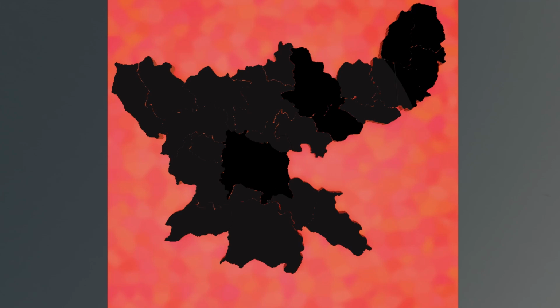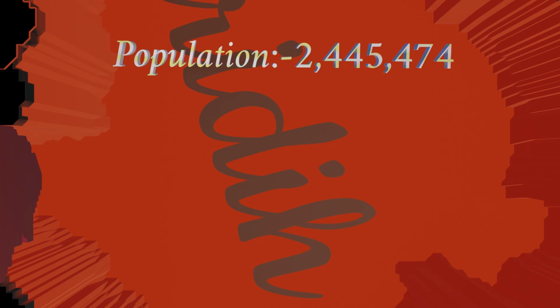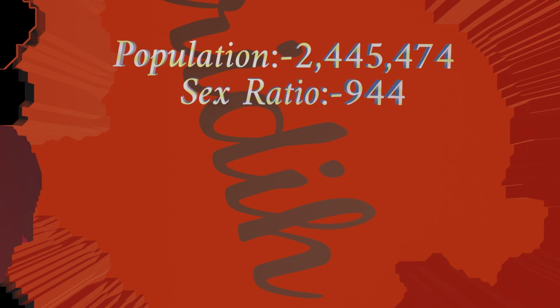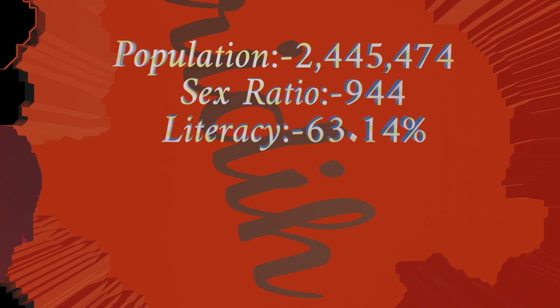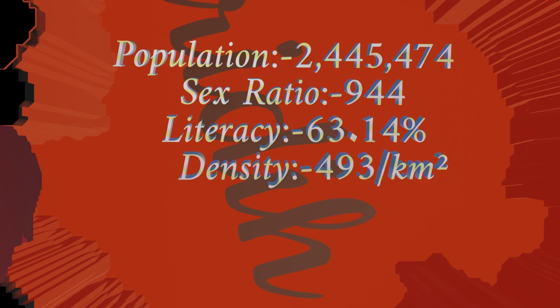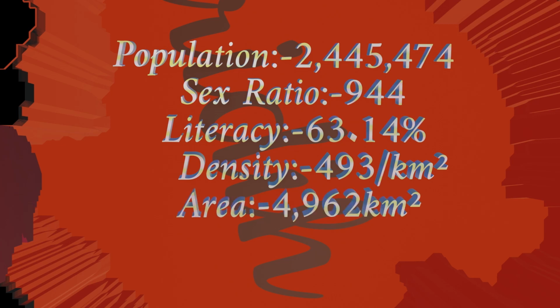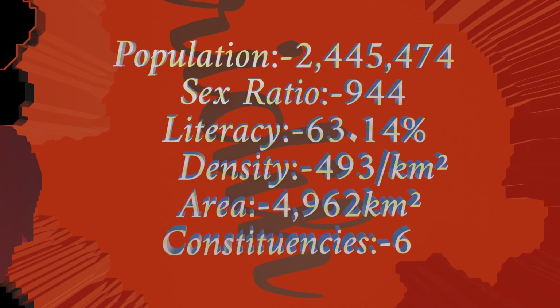Now let us move to the next district, Giridih. Population of Giridih is 2,445,474. Sex ratio is 944. Literacy rate is 63.14%. Density is 493 per kilometer square. Area is 4,962 kilometer square. Constituencies are 6.